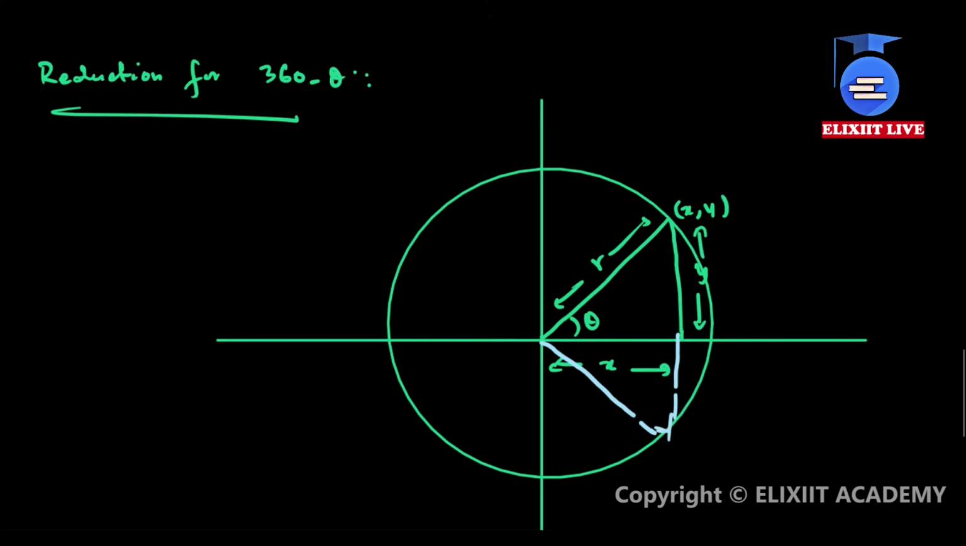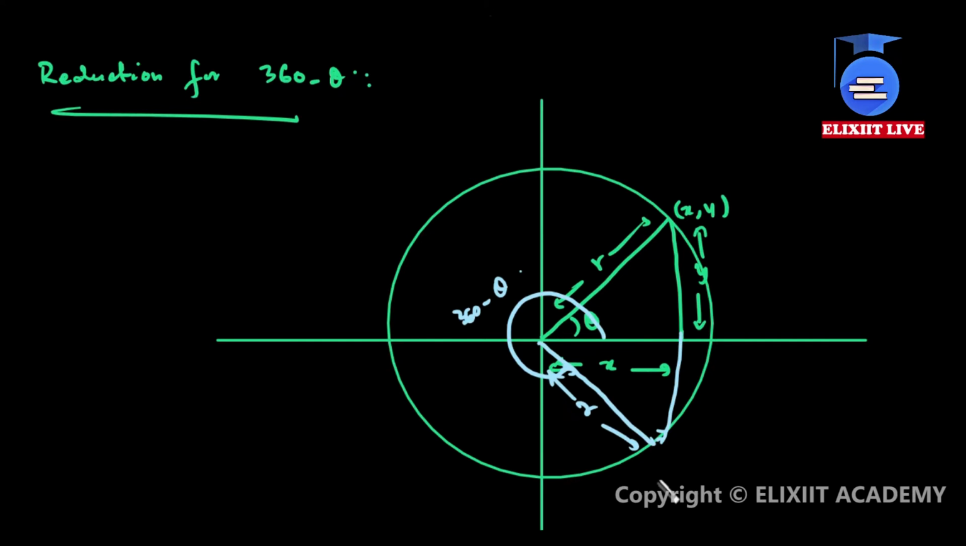Anyway, this is your 360, and this is your 360 minus theta. This is how we locate 360 minus theta. Here is where the angle will lie. This is your radius r, the radius of the circle.